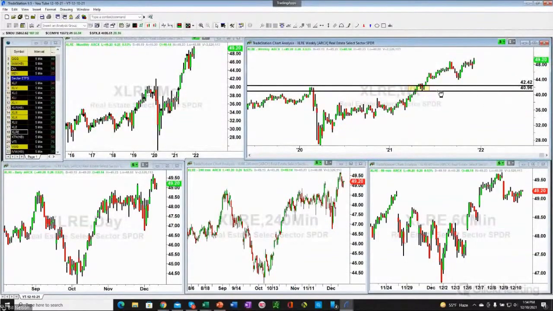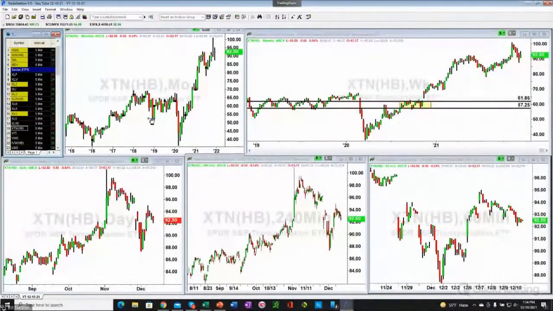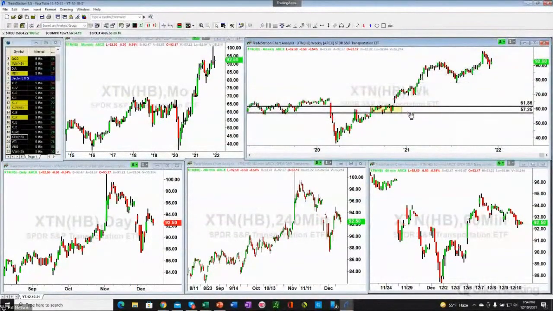Here in the real estate ETF, looking at an entry point here of 42.42 to just under 41. The transportation ETF, looking at an opportunity here at 61.86 to 57.25. This would be a 30% correction in this ETF.